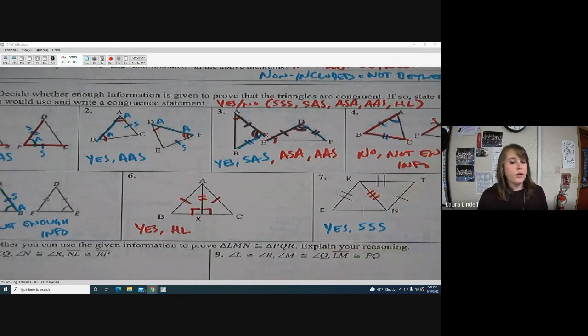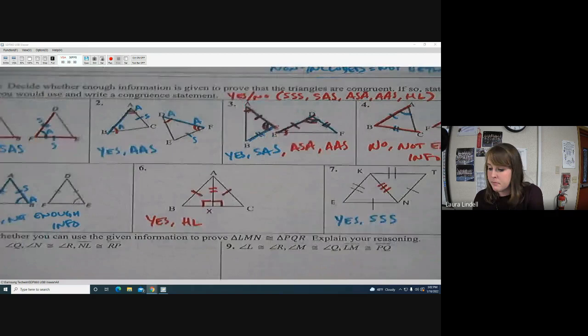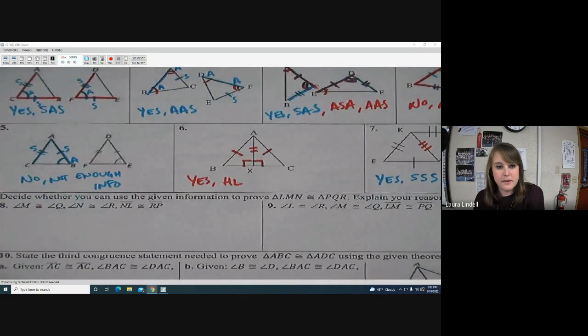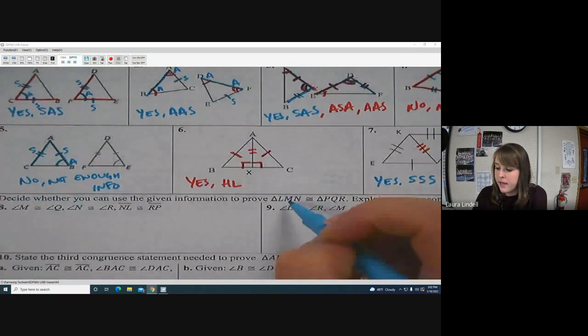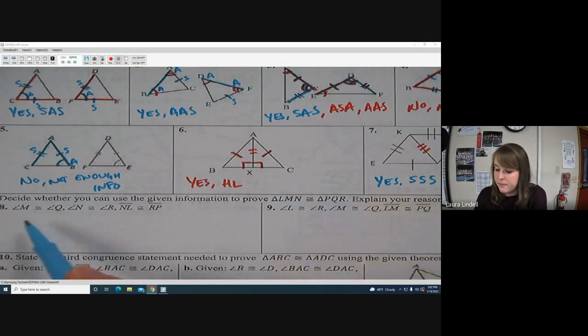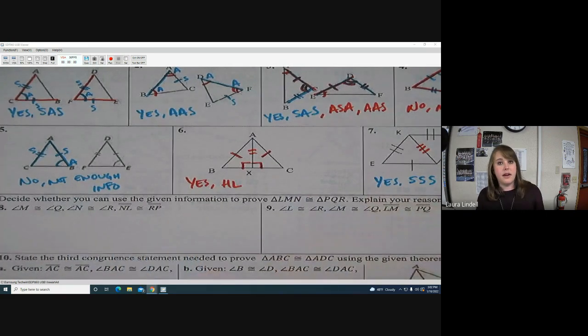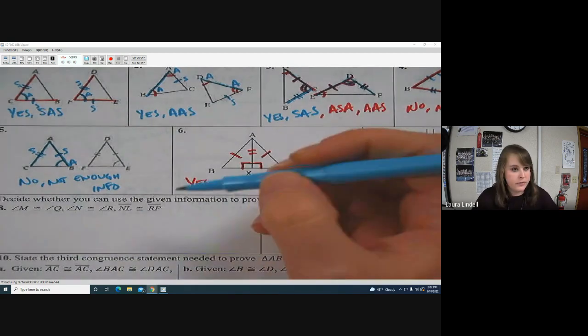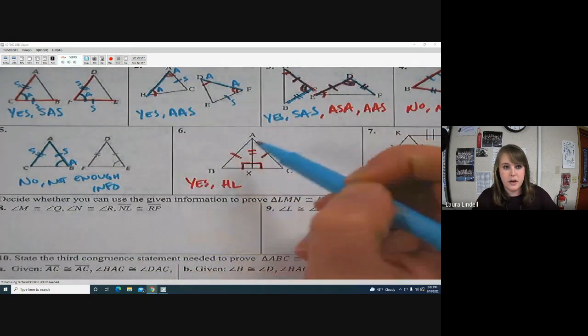Okay, so that's one style of question you might be asked to work with here. Another type is very similar to this. Decide whether you can use the given information to prove that triangle LMN is congruent to triangle PQR. And so they give you some information down here, and you have to decide if they're congruent or not, and if so, which congruence theorem. So notice the only real difference here is that there's not a picture drawn for you.